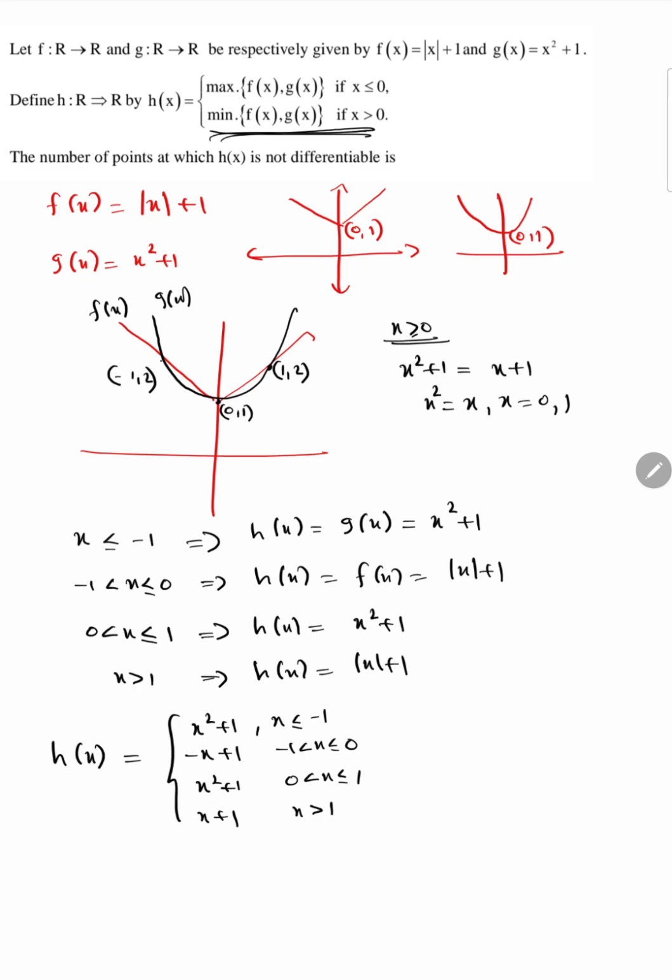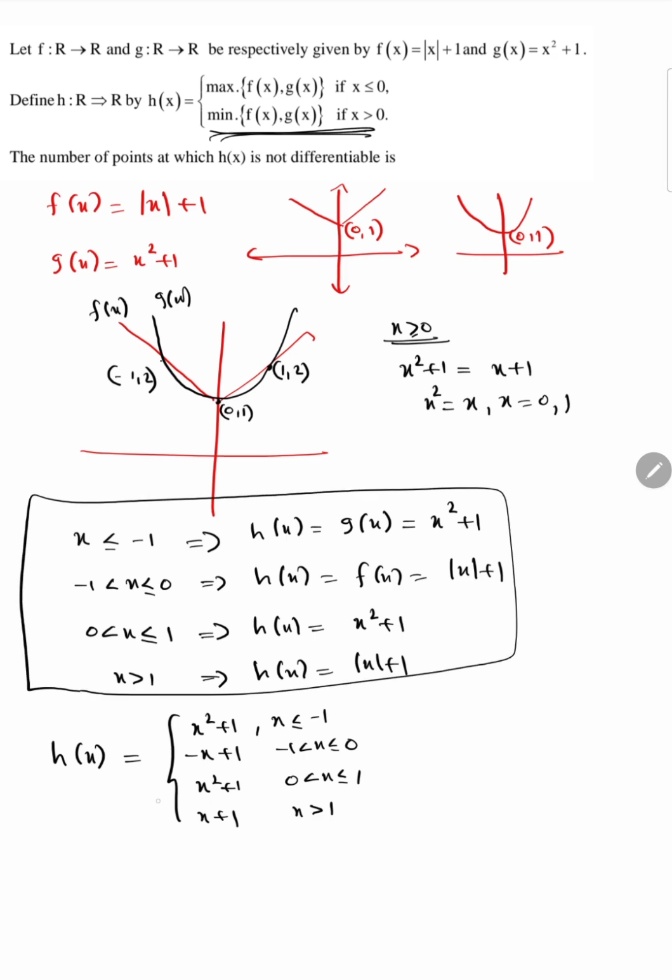So it's very easy actually. These steps are not required. If you are good enough, you can write this directly. This part, the final definition of h of x, you can write directly. Now what you are supposed to do is draw the graph. If you want, you can draw the graph. Already we have the graph.